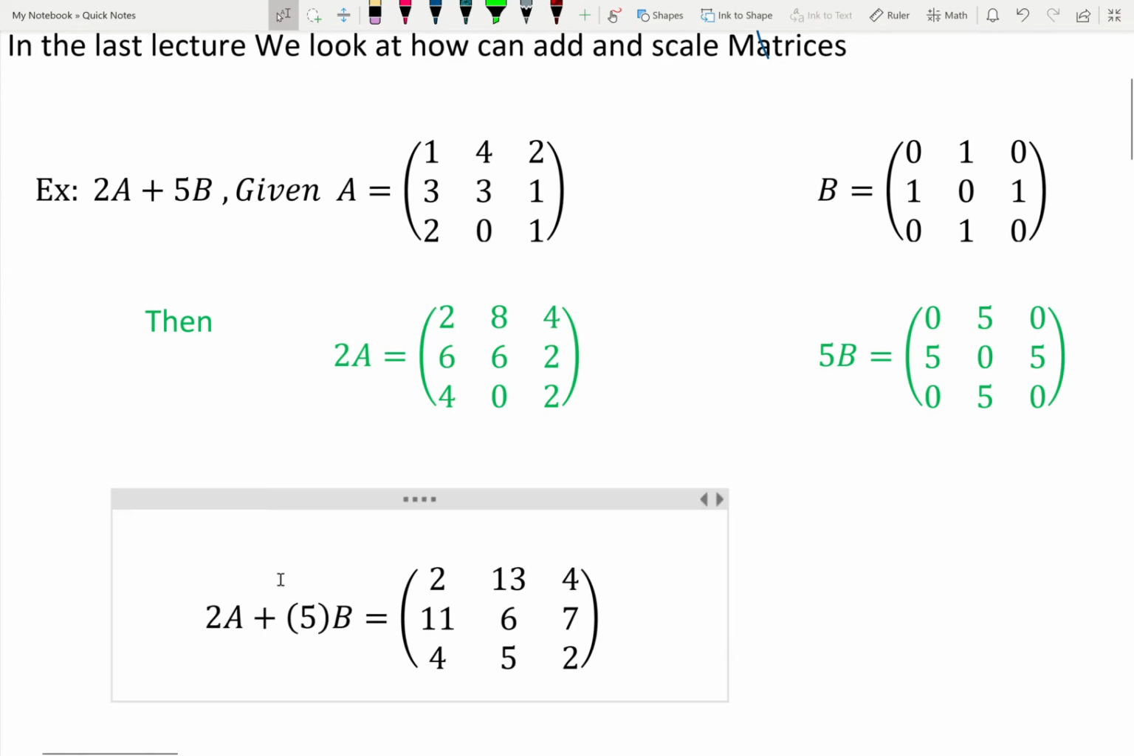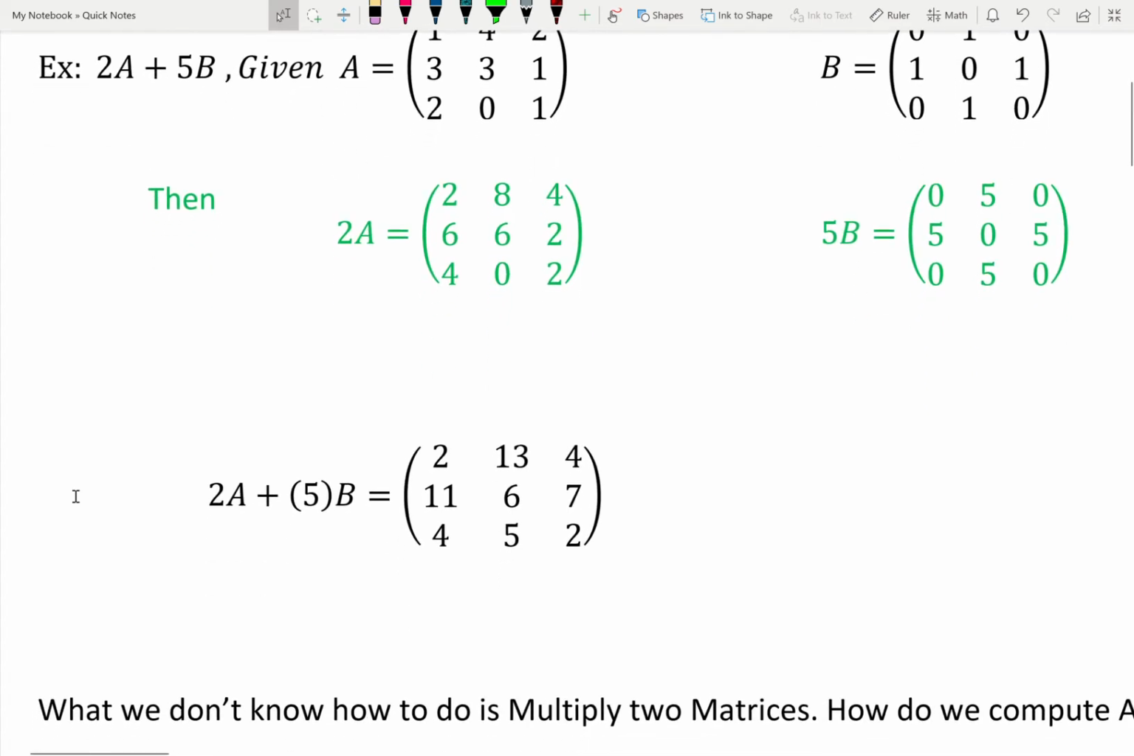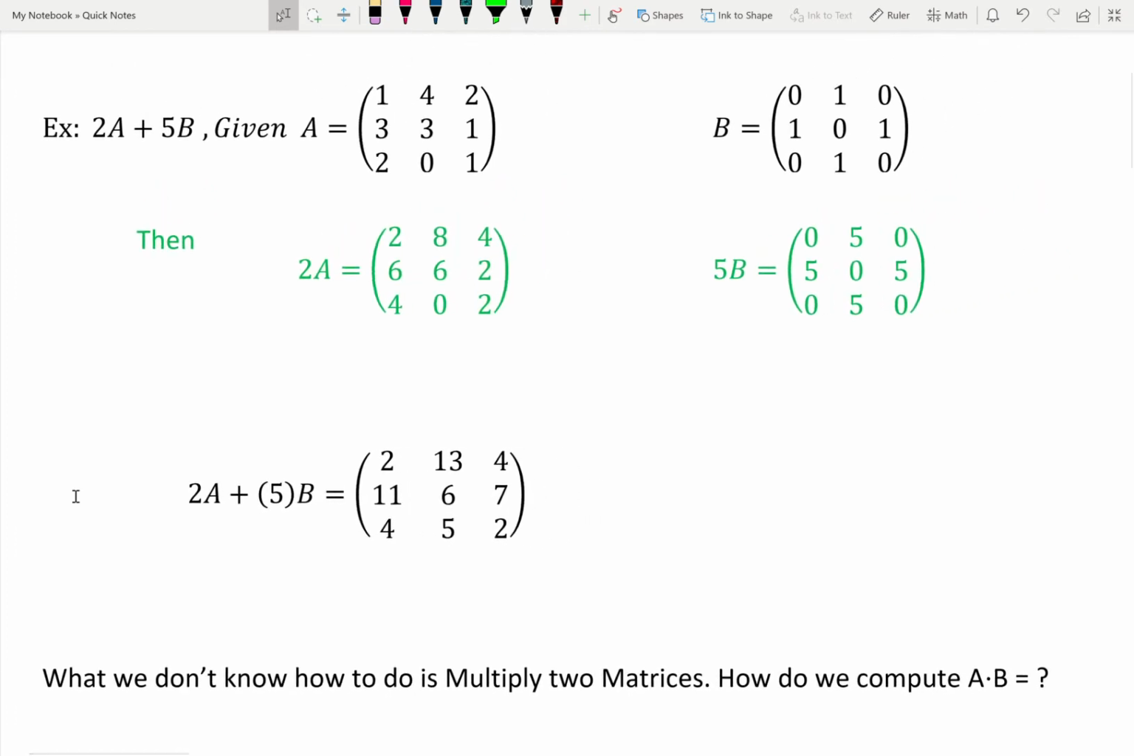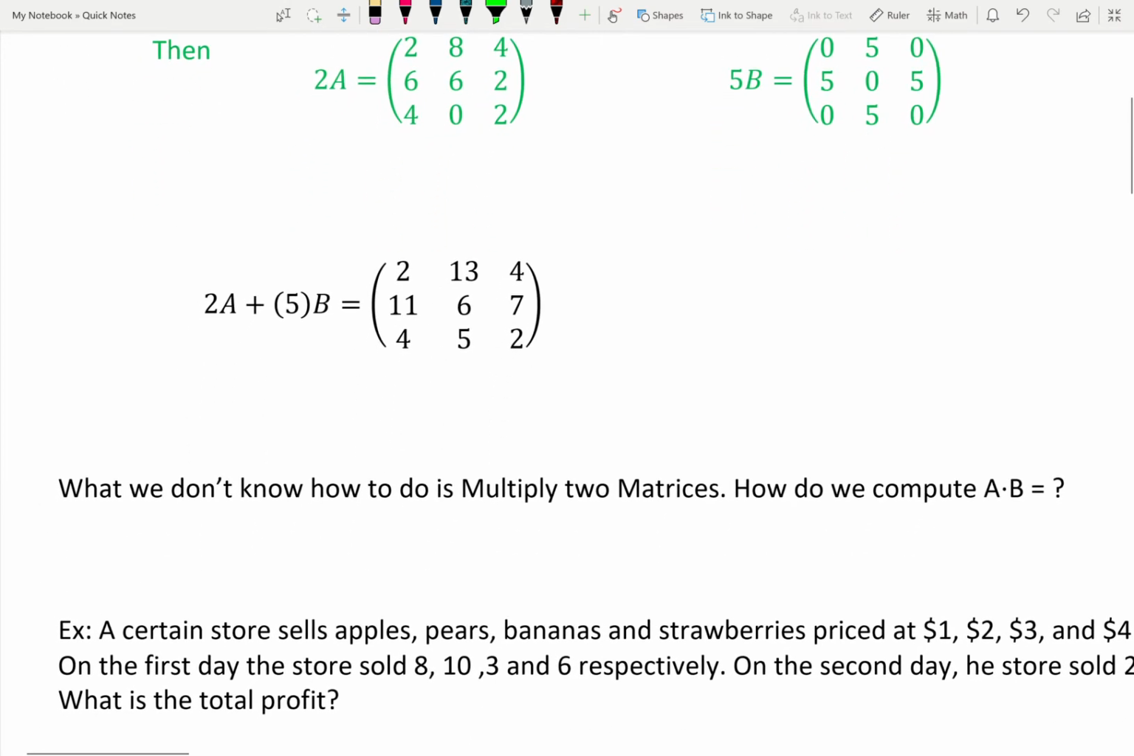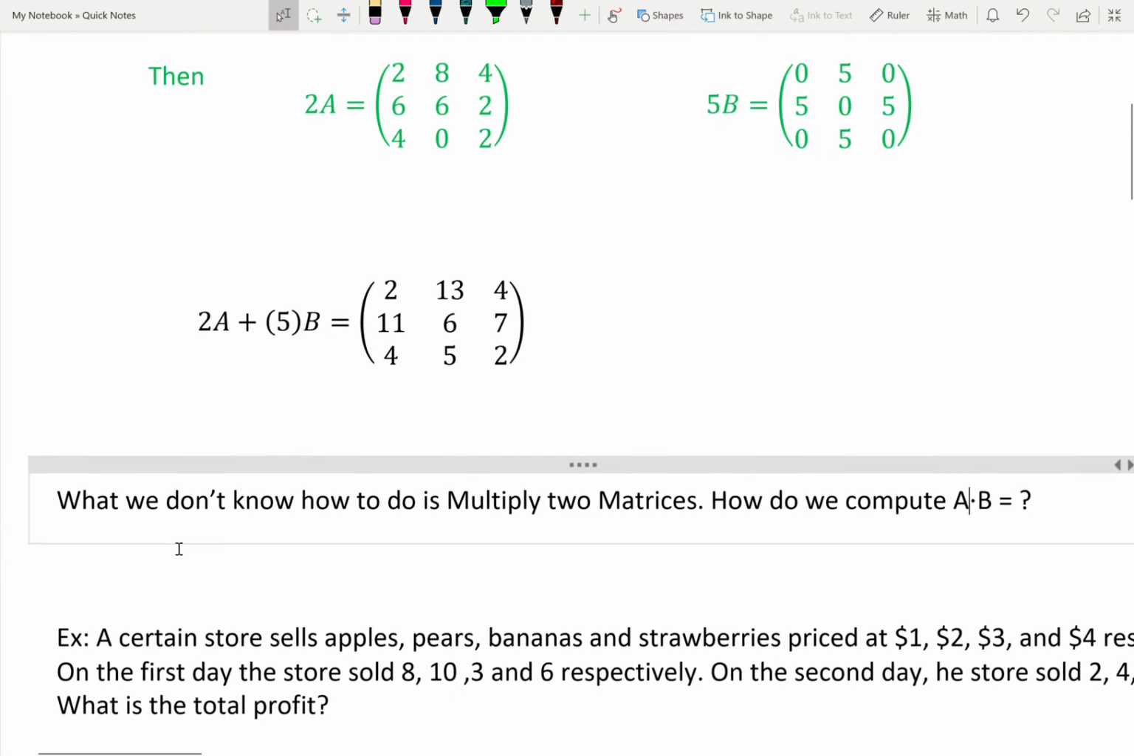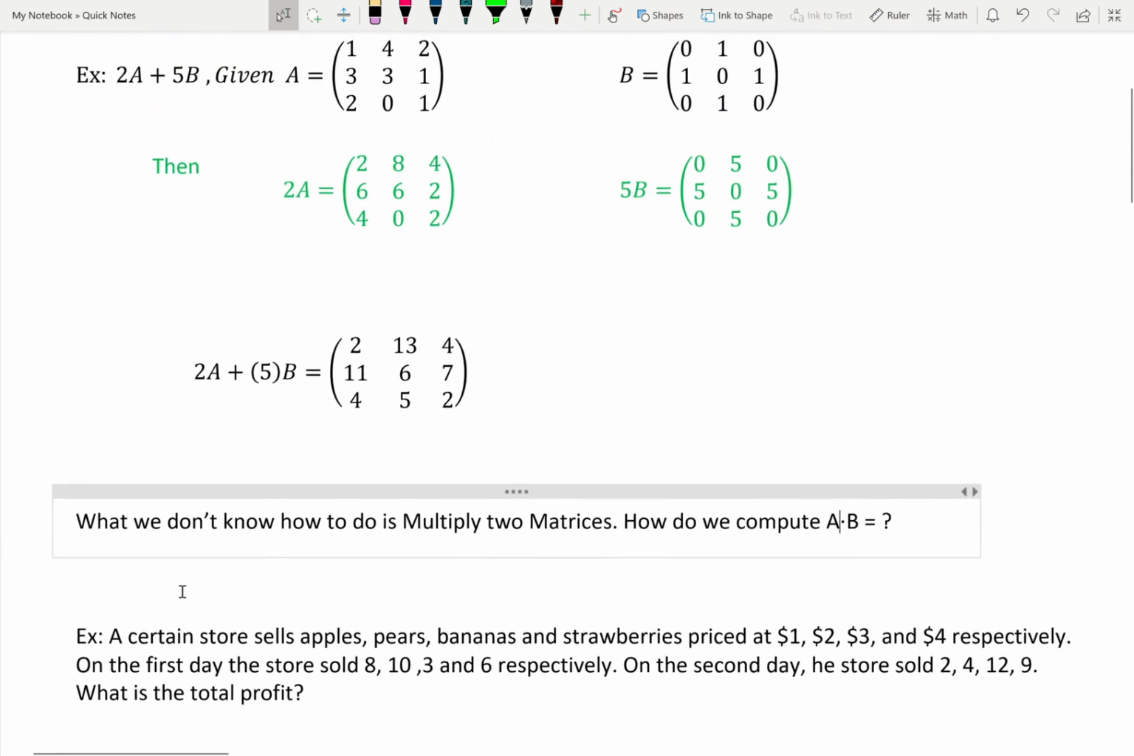Okay, so we know how to add, we know how to subtract, and we know how to multiply by a scalar constant. But what we don't know how to do is multiply two matrices together. So what happens when we multiply A times B? Before we go into actually doing it, let's start looking at a question. Okay, let me zoom out just a hair. A certain store sells apples, pears, bananas, and strawberries.